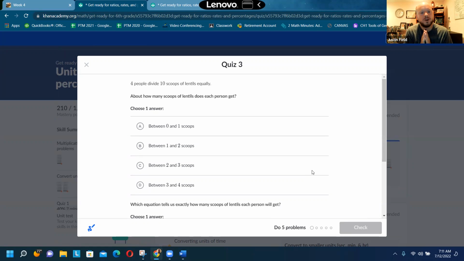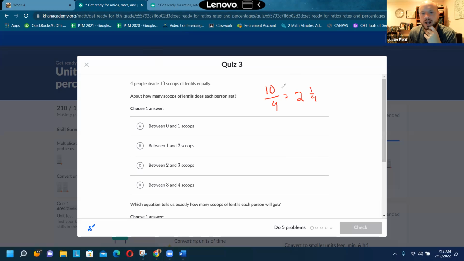4 people divided 10 scoops of lentils, which are beans, equally. Or in the bean family, I think. About how many scoops of lentils did each person get? Okay. So divide. We're going to take that 10 and divide it by 4, literally. And what would that be? That would be 2 and a fourth.